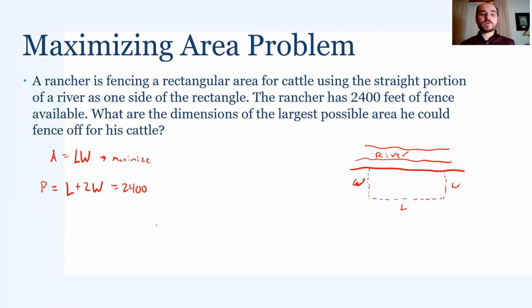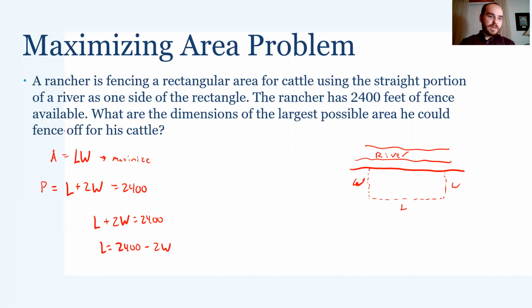Okay, so what we need to do is set up a quadratic equation calculating for A that will allow us to calculate a vertex. The first thing to do is to move around the perimeter formula. So if we say that length plus 2 width is equal to 2,400, we want to solve this for one of our two variables. I think it's going to be easier to solve this for length. So length is equal to, subtract 2w from both sides, 2,400 minus 2w.